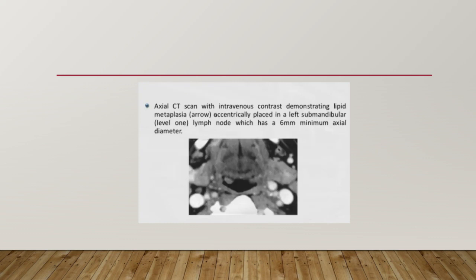So, this is another axial CT scan with IV contrast showing lipid metaplasia with an eccentrically placed left submandibular lymph node, which is 6 millimeter in diameter. So, this size is also not very huge, as you can see here. The necrosis, which looks like necrosis, is not in the center, it is pushed towards the periphery. So, this is a case of lipid metaplasia where there is fatty degeneration. It is seen in the periphery, not exactly in the center, plus the size is less than 10 millimeter.